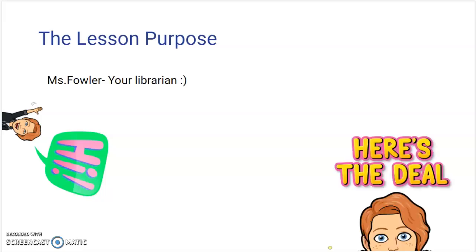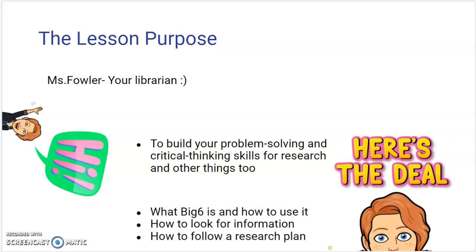Here's the deal with today's lesson. We're going to talk about the Big Six research model. This is a great way to think through how we collect information and research topics. It builds critical thinking and problem-solving skills. What we're going to focus on is what Big Six is and how we use it, how we look for information, and following the way we think through a research plan.